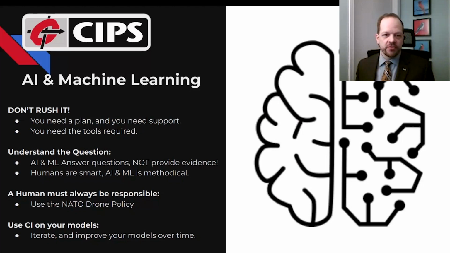AI and ML. First thing, a bit of advice: don't rush it. Make sure you have a plan of action and a desire on where you want to go with AI and ML. What is the business case that you're trying to solve? How is it going to provide you that value? How are you going to repeat it and keep on repeating it?